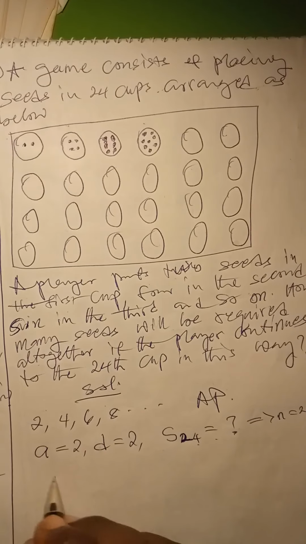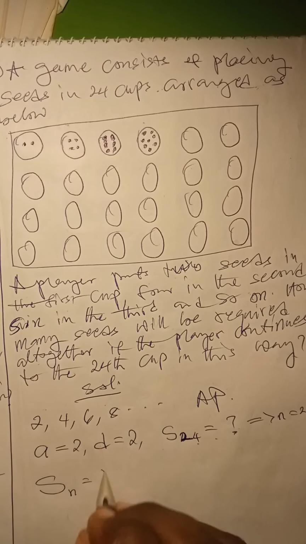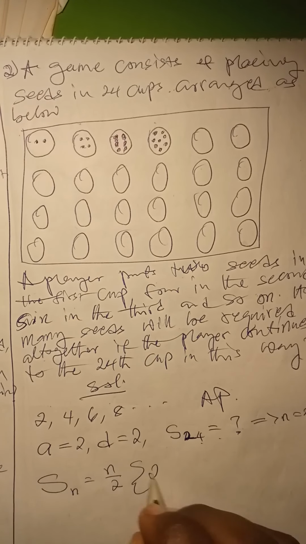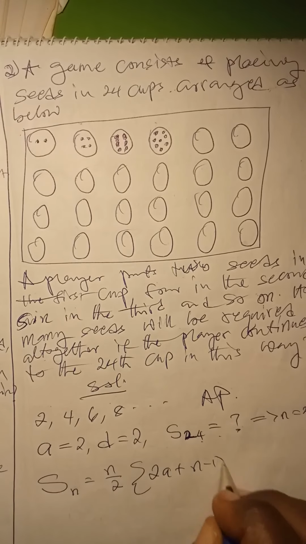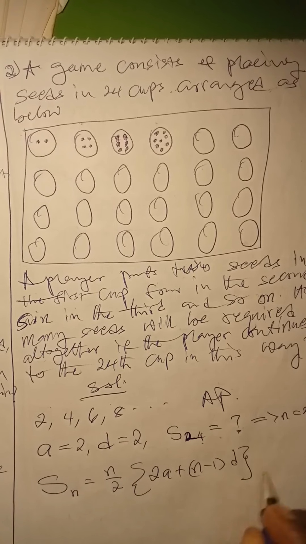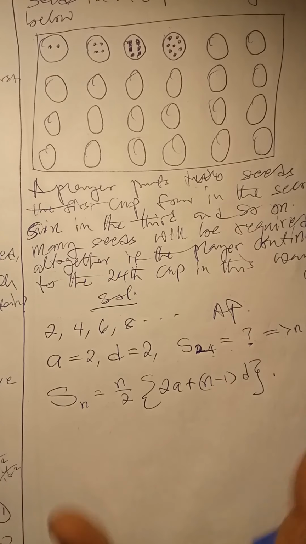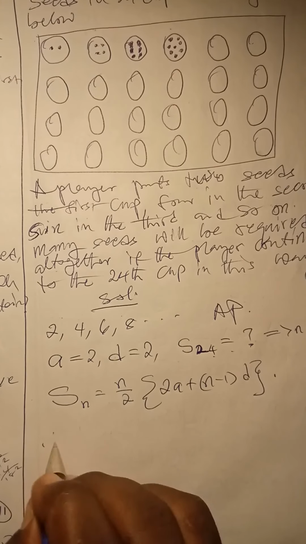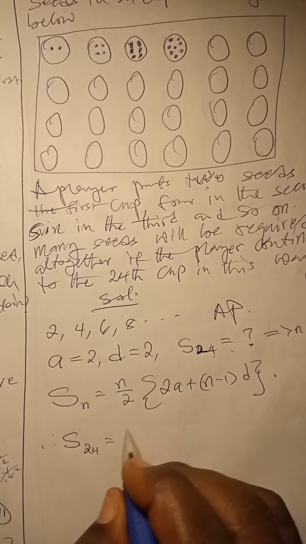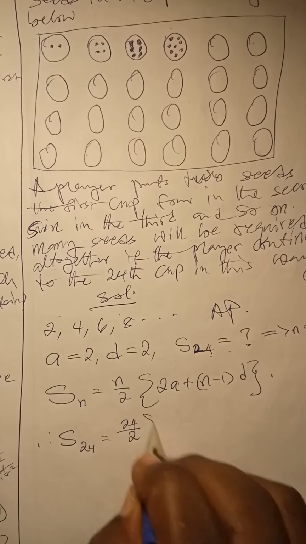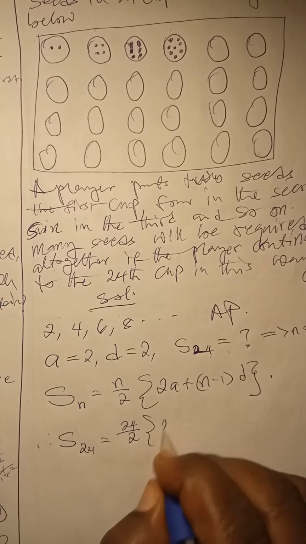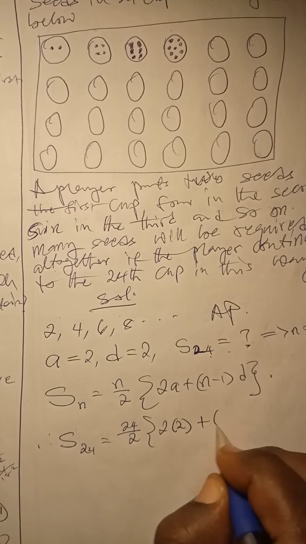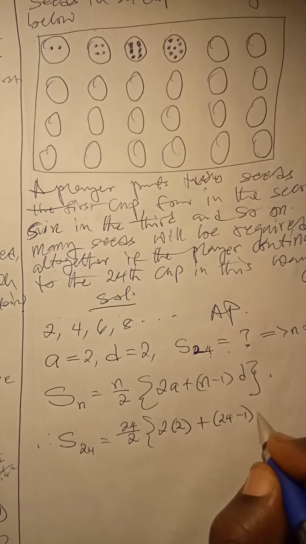Now, I will use the formula. This is the appropriate formula to use. Sn is equal to n over 2 in bracket 2A plus n minus 1 d. This is the appropriate formula to use. If you use the other one, you do not have the last term. So this is what you use because you have everything here. So therefore, S24 is going to be equal to 24 divided by 2. Then the first term is 2, you put it, then plus 24 minus 1 times the common difference, which is 2.